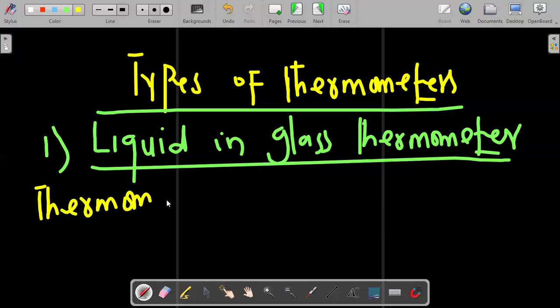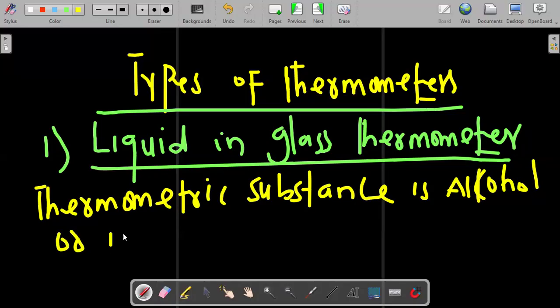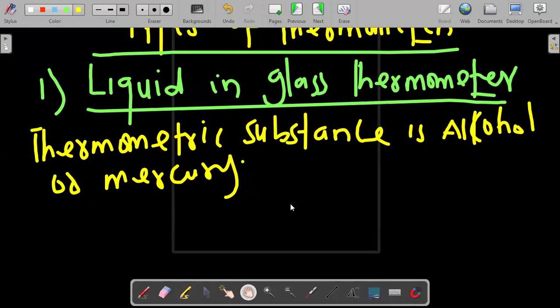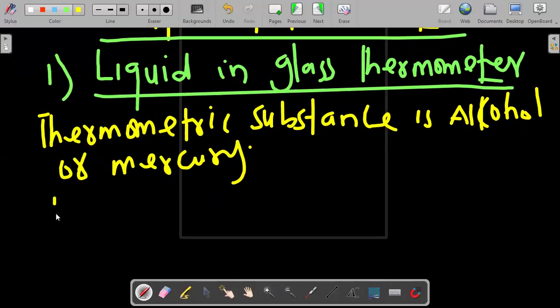So the thermometric substance is alcohol or mercury. That's the thermometric substance inside it. Now, what's the physical property? Physical property means what you can see. So what are the physical properties of liquid in glass?